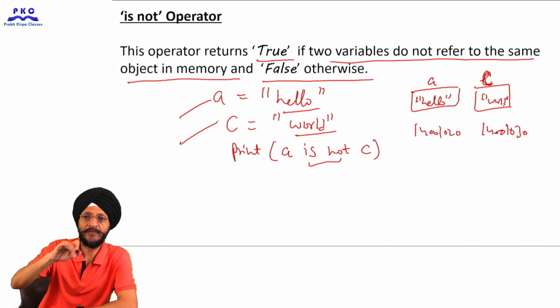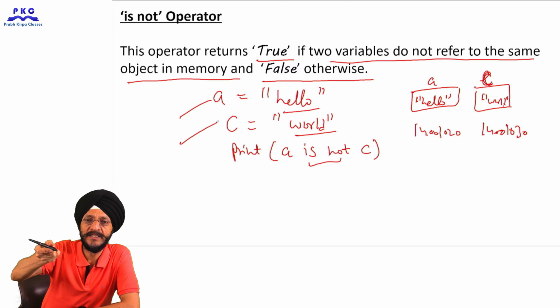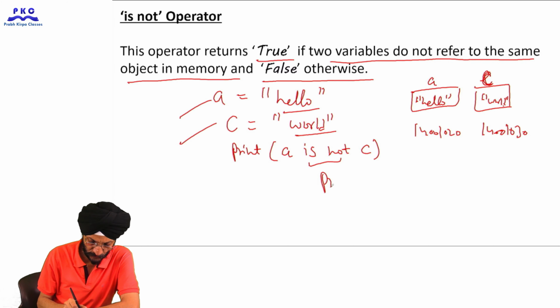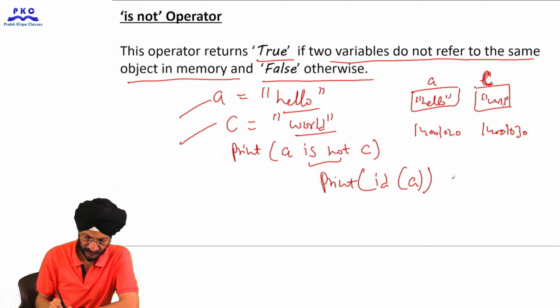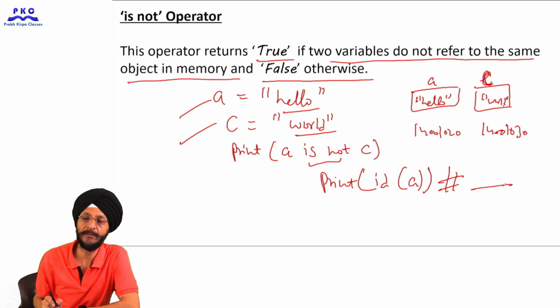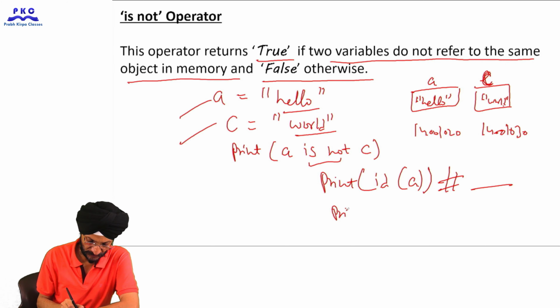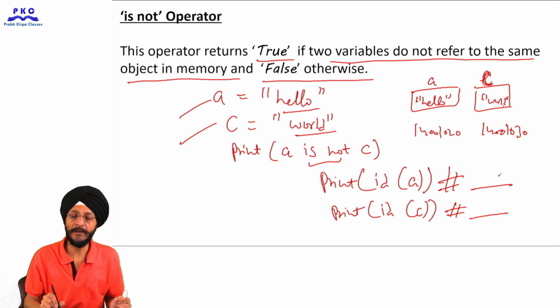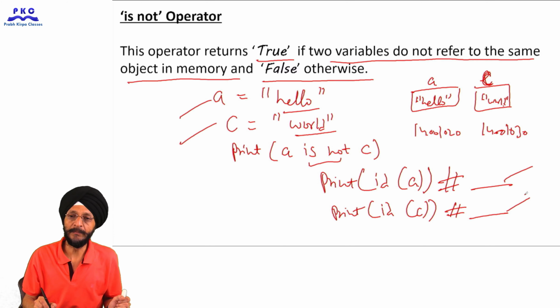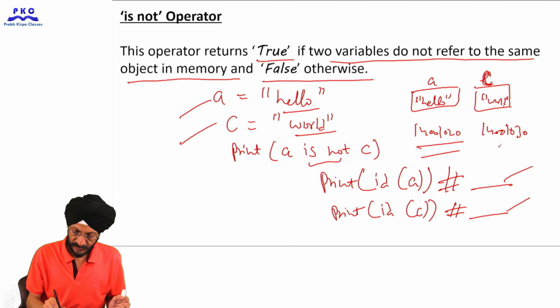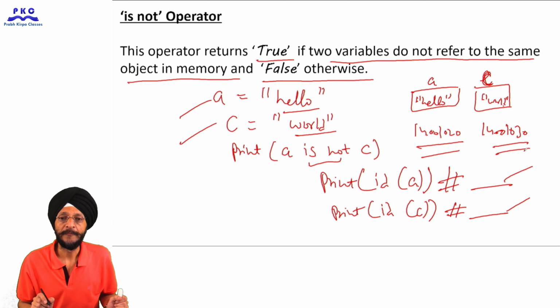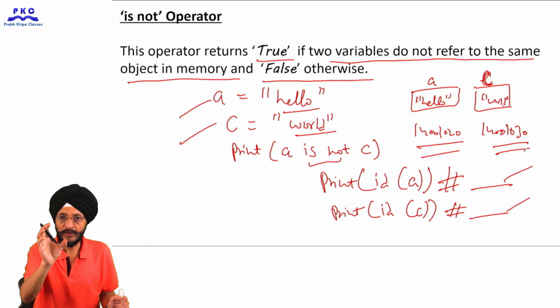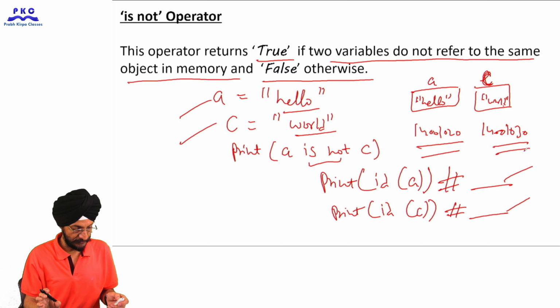However, we can find out whether the memory location of A and C is different or not. We can use print id(A) and the output will be given, the memory address will come. Now we can use print id(C). Here, what will be the output? You will find that the memory location of both A and C will be different.